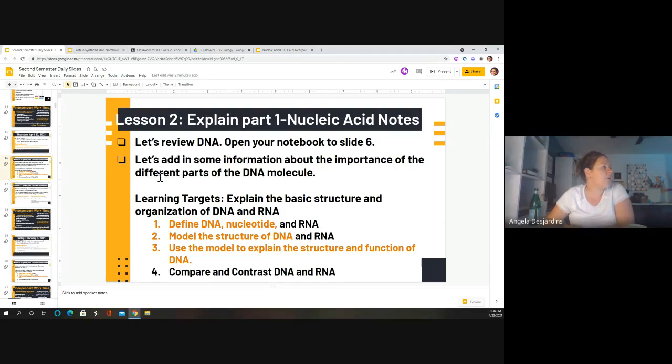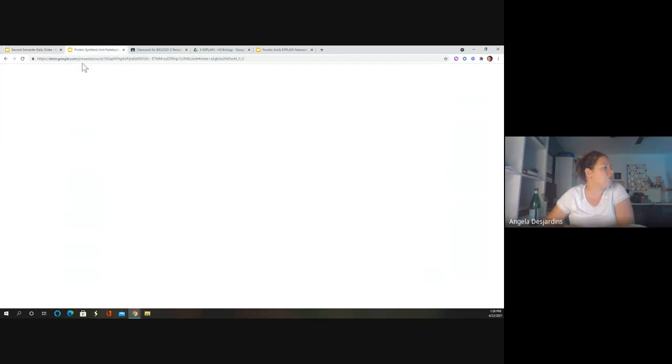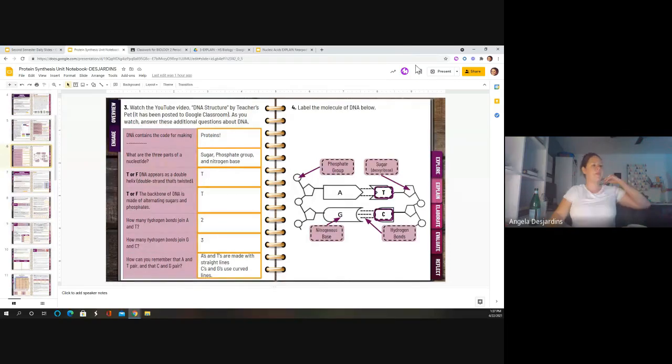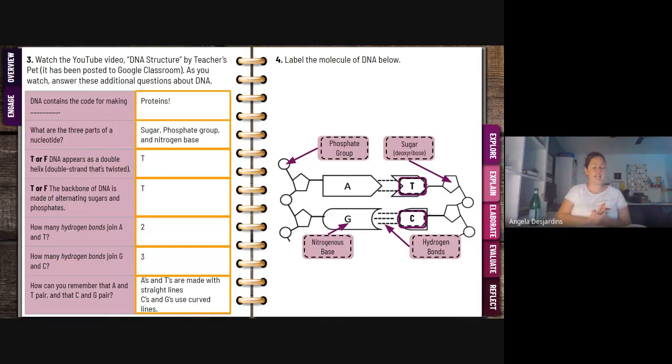Before we get going on our notes, let's go back to slide 6. I'm going to present this so it's a little bit bigger for you guys. This is pretty much giving you the answers, but you should have watched the video. It will be of no help to you if you didn't and you're just copying stuff down. You still won't get the answers right on the test.